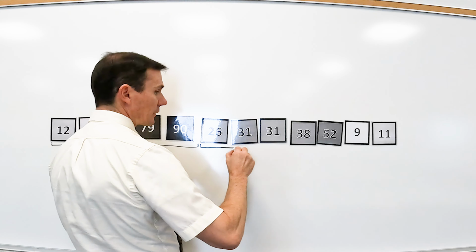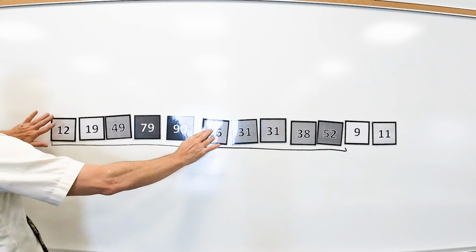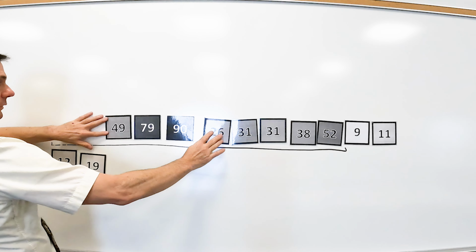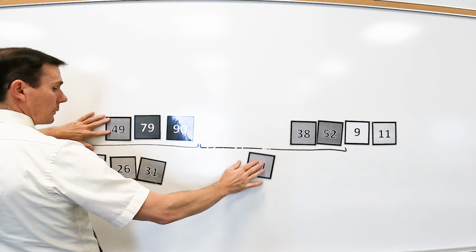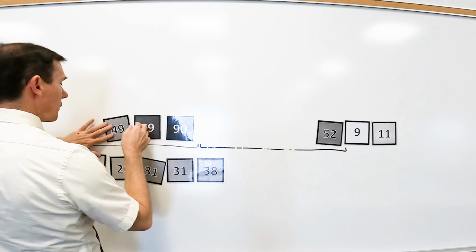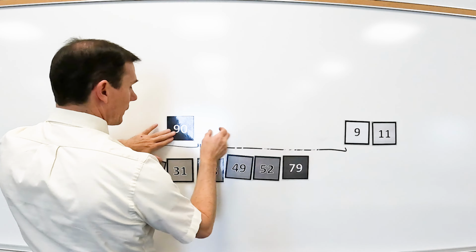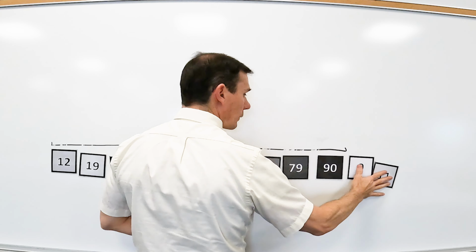I'm looking for a sorted sublist, and this one's much bigger. Smaller of the two is the 12. Smaller of the two is the 19. Smaller of the two is 26. Smaller of the two is 31. Smaller of the two is 31. 38. 49. 52. And then 79 and 90. This is a sorted sublist. There's no one on the right, so I just bring it down.